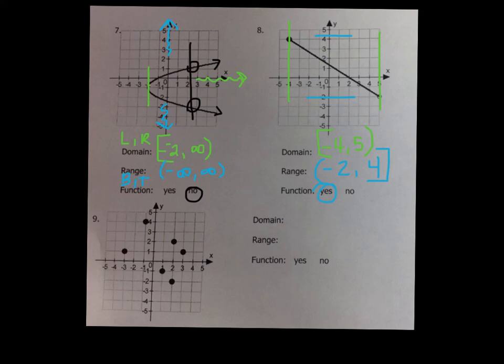All right, now 9, we're kind of back to what we had at the very beginning of this video. I have individual points. Nothing connects. So the first thing I'm going to do is list the domain. So I'm going to start at the left, and I'm going to work my way over. So my smallest x is -3, I have a -1, I have a 1, I have a 2, I have a 3. My range, I'm going to start bottom to top. So I have a -2, a -1, a 1, a 2, a 4. Is it a function? Well, right here doesn't pass the vertical line test, so no.